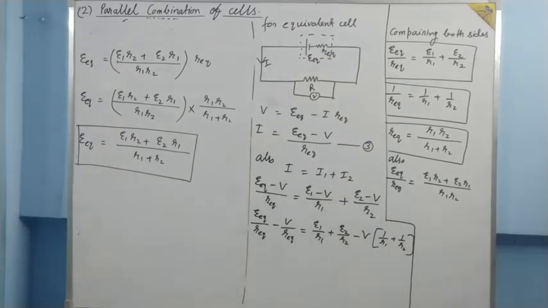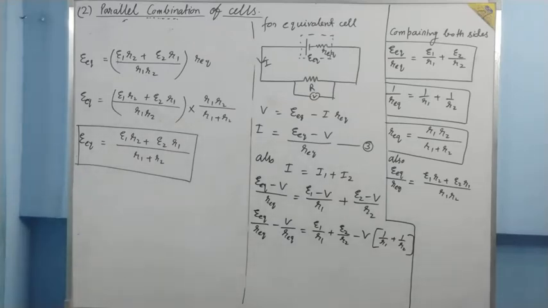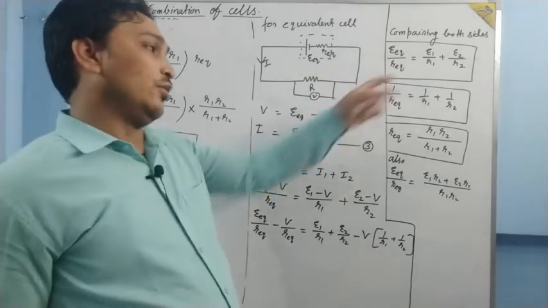This derivation has come in the board examination also. But teachers used to treat it as a question, not as a part of the syllabus. Is it clear? Not as a derivation, they used to see it as a question, parallel combination of cells. But the general formula is this one. This is only for 2 cells.